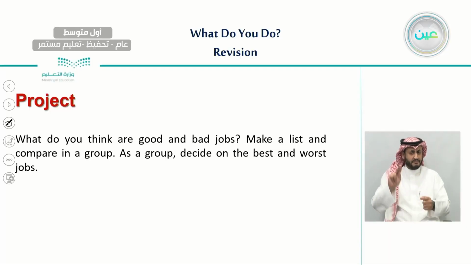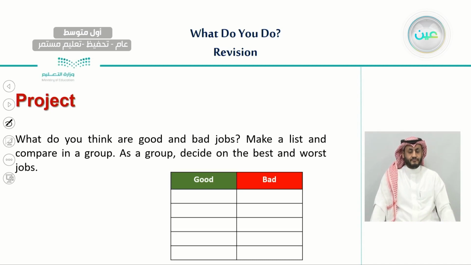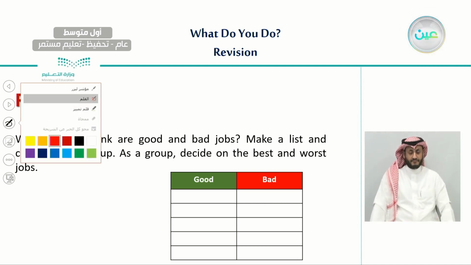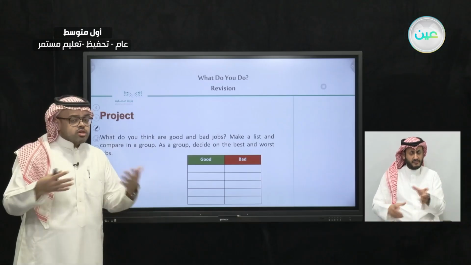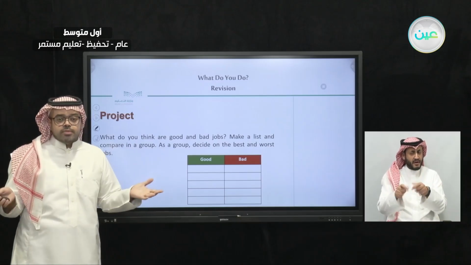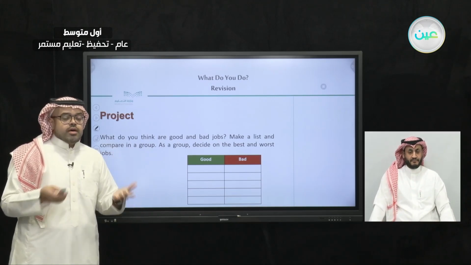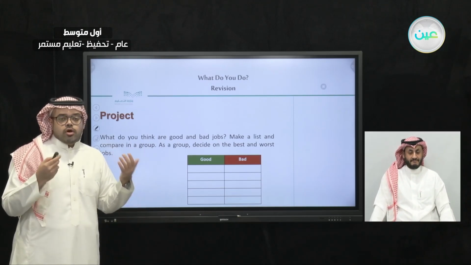And at the end of this lesson, I ask you to think about your dream job and try to make a list of the good and bad jobs that you can think of. Make a list like this table. Write down here the jobs that you like, and also here the jobs that you don't like. Make a list, and you can also discuss it with your family members or your classmates, just to have a clear idea about what job you want to be in the future.